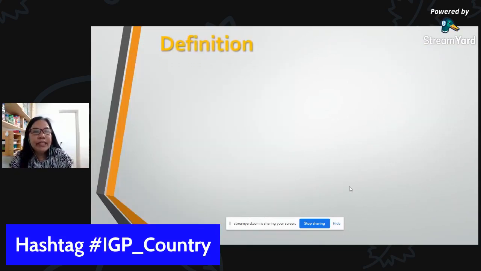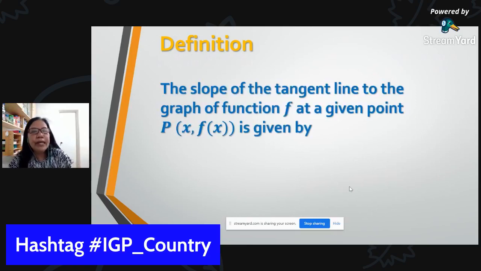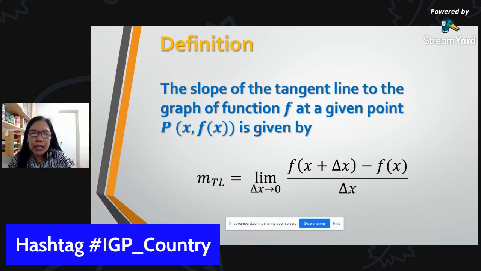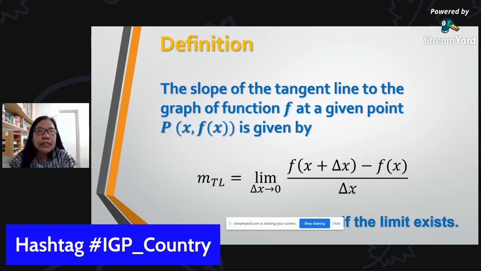So let us formally define the slope of the tangent line to the graph of a function f at a given point P, x, f of x, is given by this formula, provided that the limit exists. If the limit does not exist, maybe the function at that point is discontinuous. So again, the condition is that the limit exists.